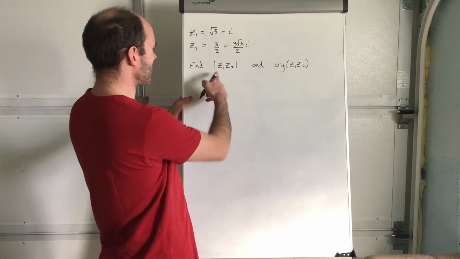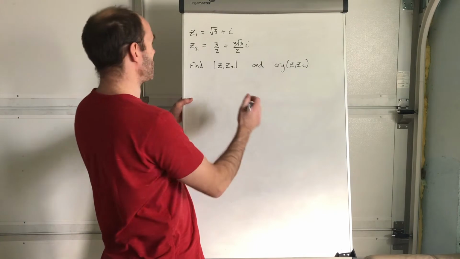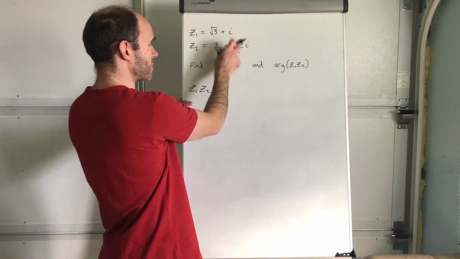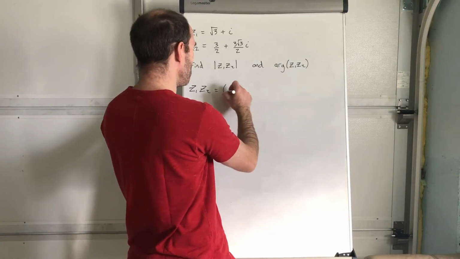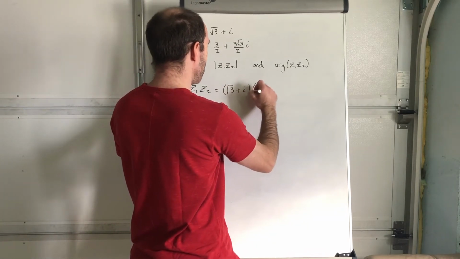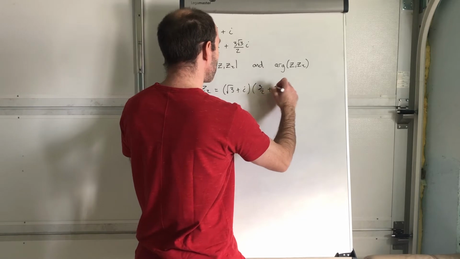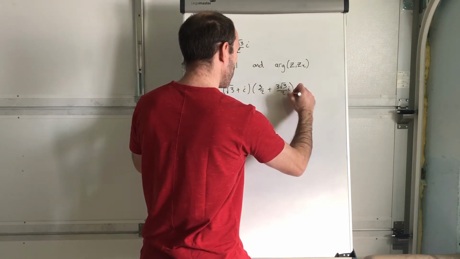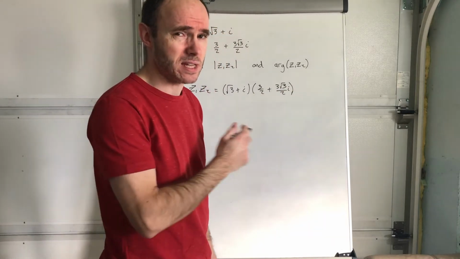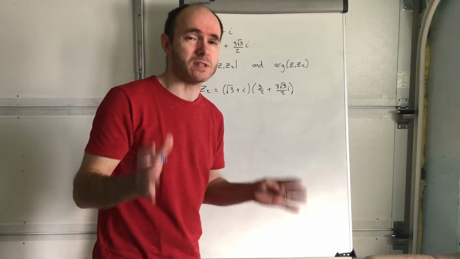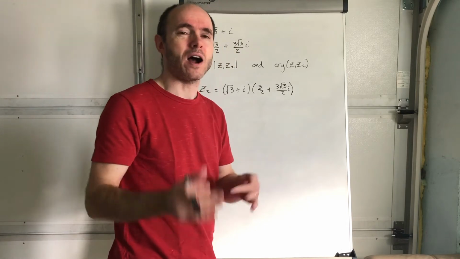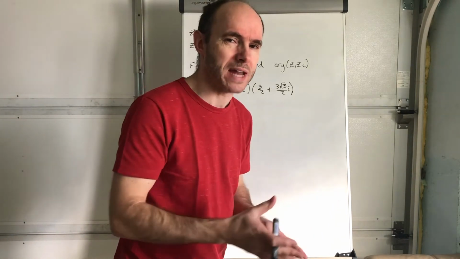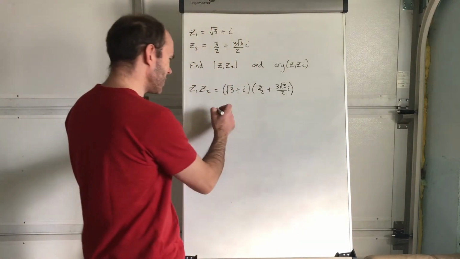Right, so let's work out what z1 times z2 is. Of course we're going to multiply these two together: root 3 plus i multiplied by 3 over 2 plus 3 root 3 over 2 i. Now I'm just going to emphasise this is not the preferred method, this is the long way round. However, I need to go through this to show you what the quick method actually is.